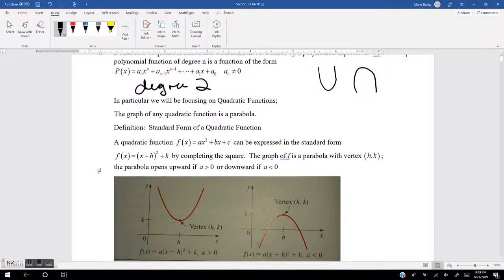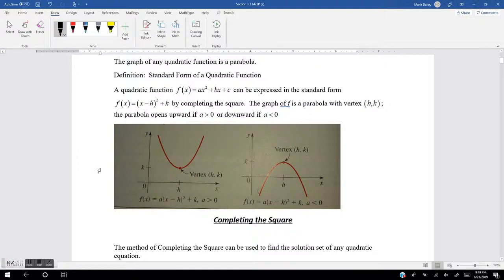We typically think of a quadratic equation as being expressed in standard form from our previous Algebra 2 class as looking like this. However, this is kind of a misleader. In actuality, the standard form looks like this, where f of x equals a times x minus h squared plus k. This is something special here because in this form, it tells us the vertex.